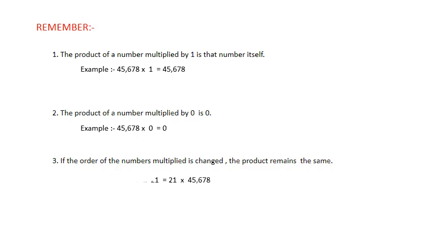Let's see one large example. Look here, 45,678 when we multiply by 21, and 21 into 45,678, the answer will be the same. That means when we change the order, the product will remain the same.